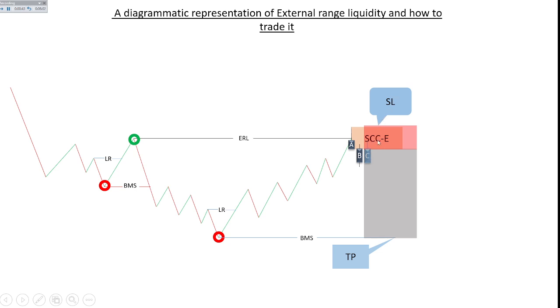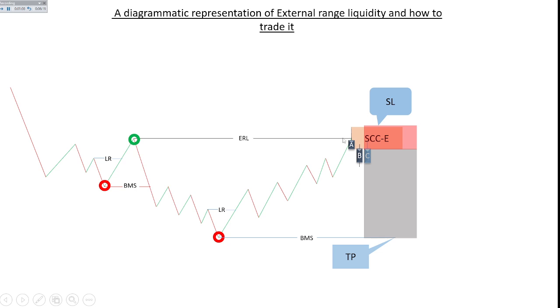But in this case it is rare. In most cases, the very rare cases, you see this. Which means if you are trading the 1 hour time frame as an intraday trader, what you should consider is an external range liquidity on the hourly time frame.